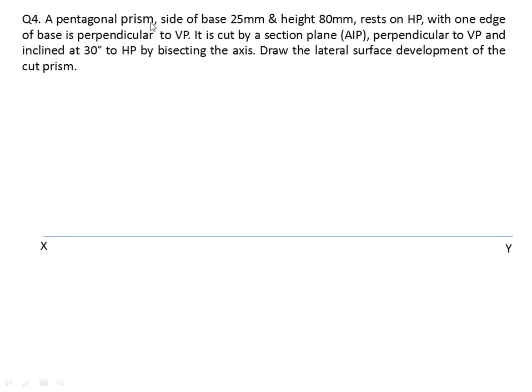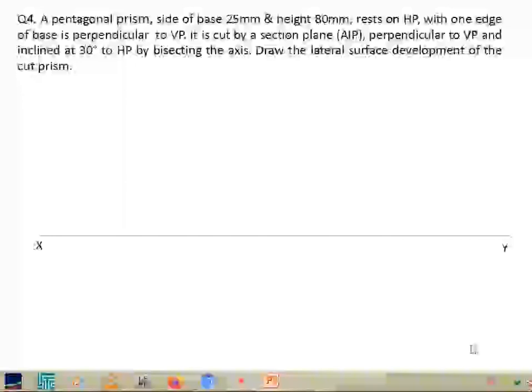Question number 4. A pentagonal prism, side of base 25 mm and height 80 mm, is resting on HP with one edge of base perpendicular to VP. It is cut by a section plane perpendicular to VP and inclined at 30 degrees to HP, bisecting the axis. Full stop. Draw the lateral surface development of the cut prism.